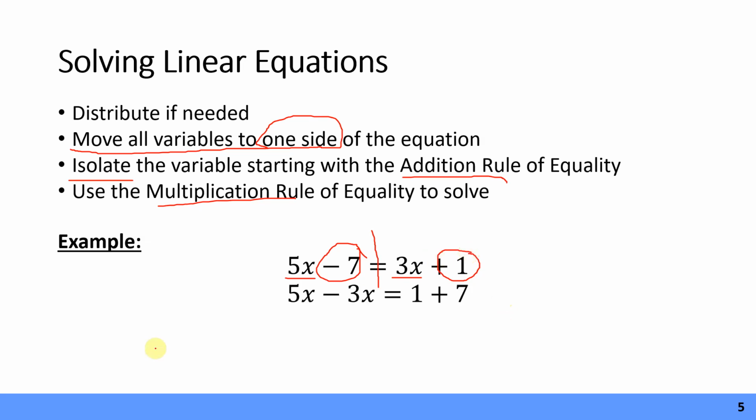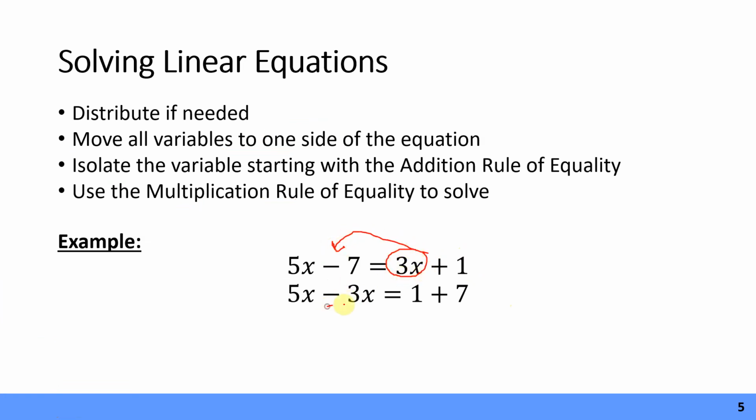So what I did is that I moved the 3x to the other side. I subtracted 3x from both sides. So if it came to this side, it became a negative 3x. And then the negative 7, I added 7 to both sides. So when it ended up being over here, it became a positive 7. So look what I did. Again, the whole point is to have the x's on one side, the numbers on the other. And then simply, all you do is just simplify.